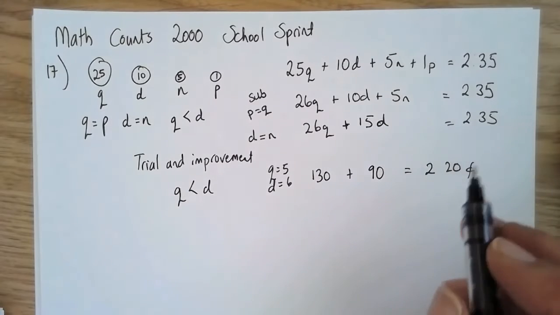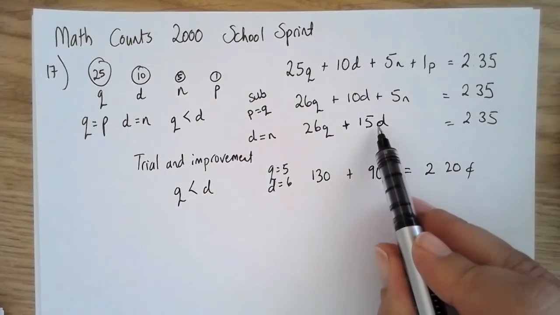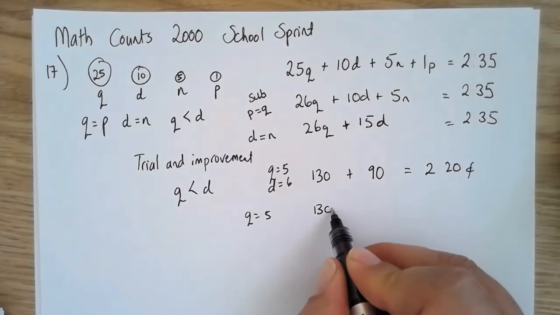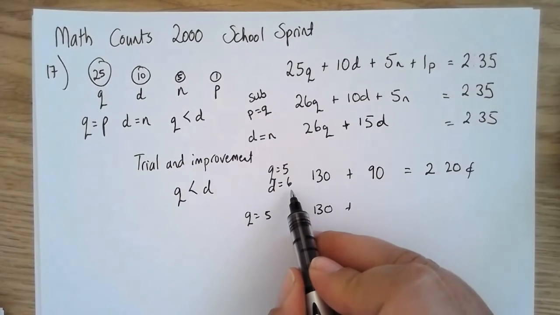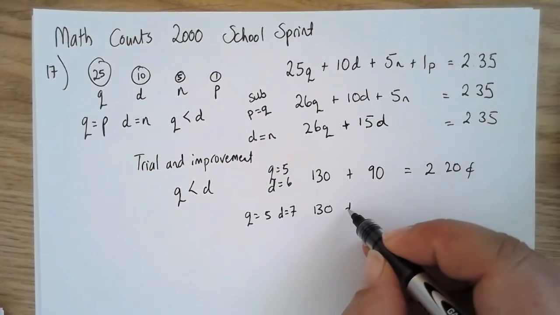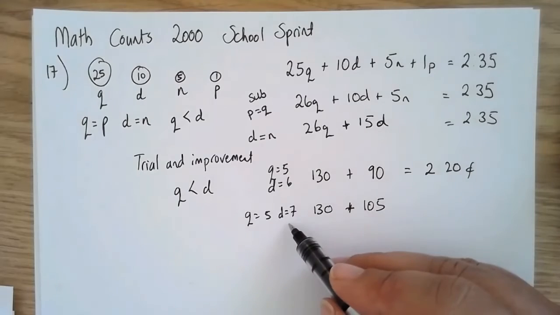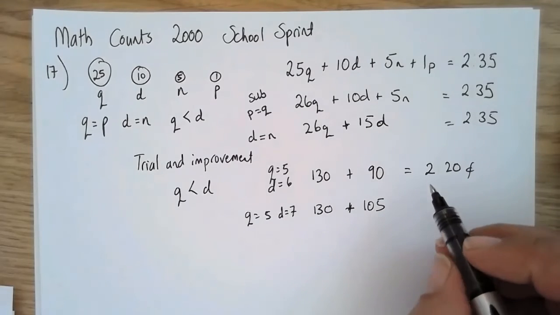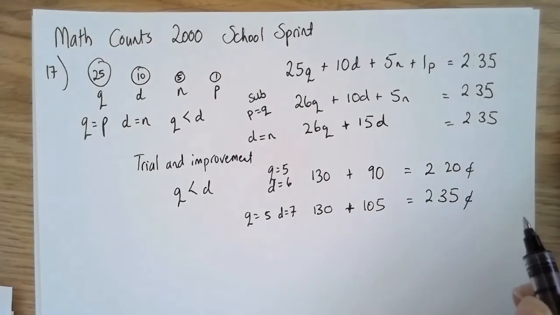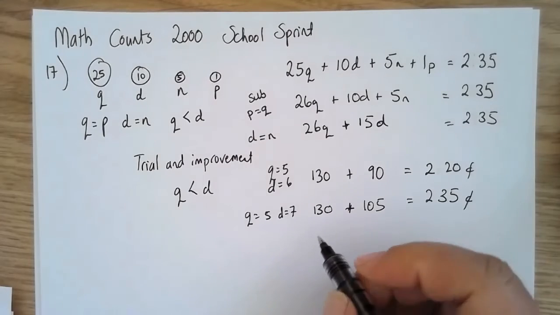220 is not what we need. We need 235. But I've realized the difference between the 220 and the 235 is just 15, which is what we've got here. So if I have Q equals 5, which is my 130, I could just raise this by 15, D equals 7, because 15 multiplied by 7 is 105, or just add another 15, which means we get 235, which is the right answer. The right answer is how many dimes, and the number of dimes is actually 7.